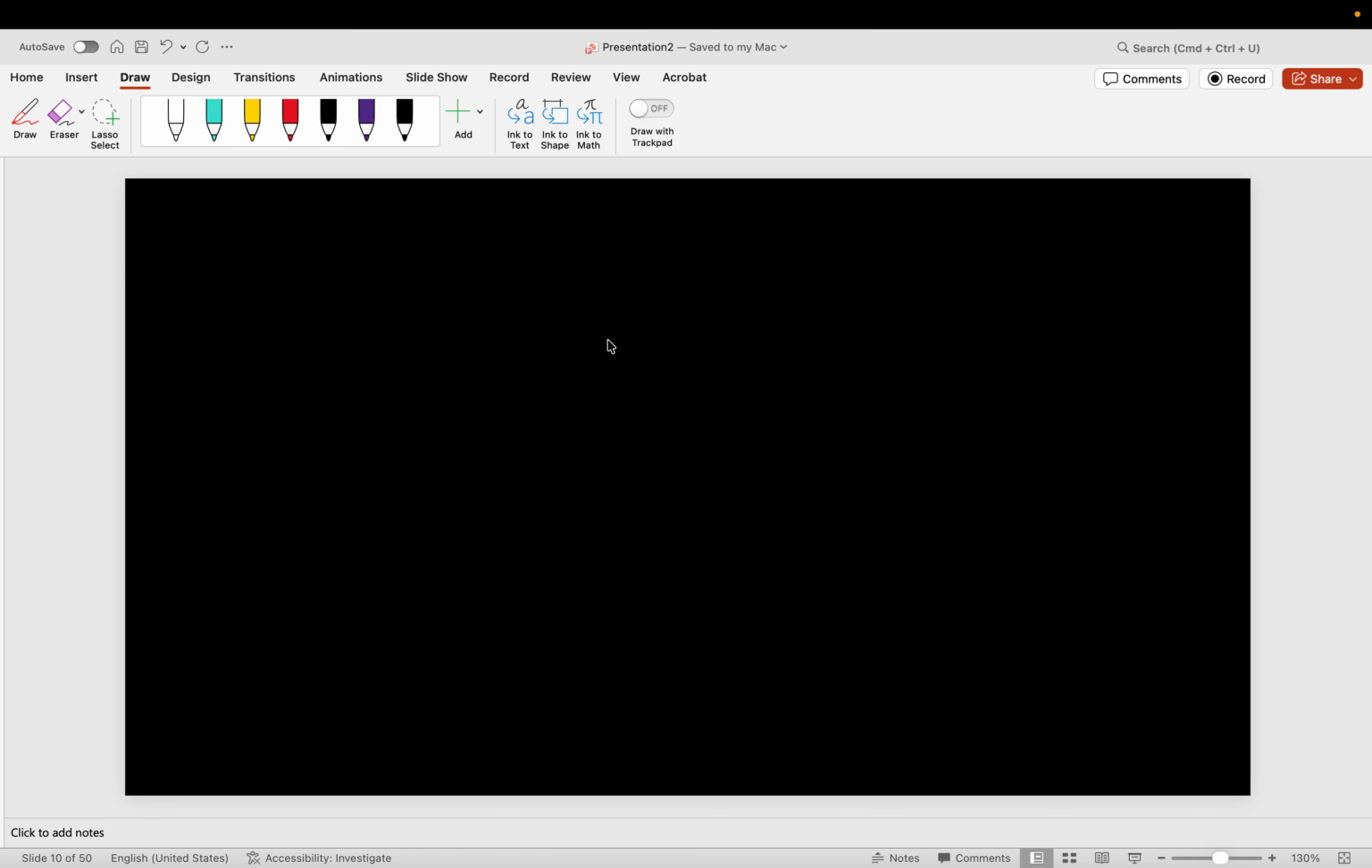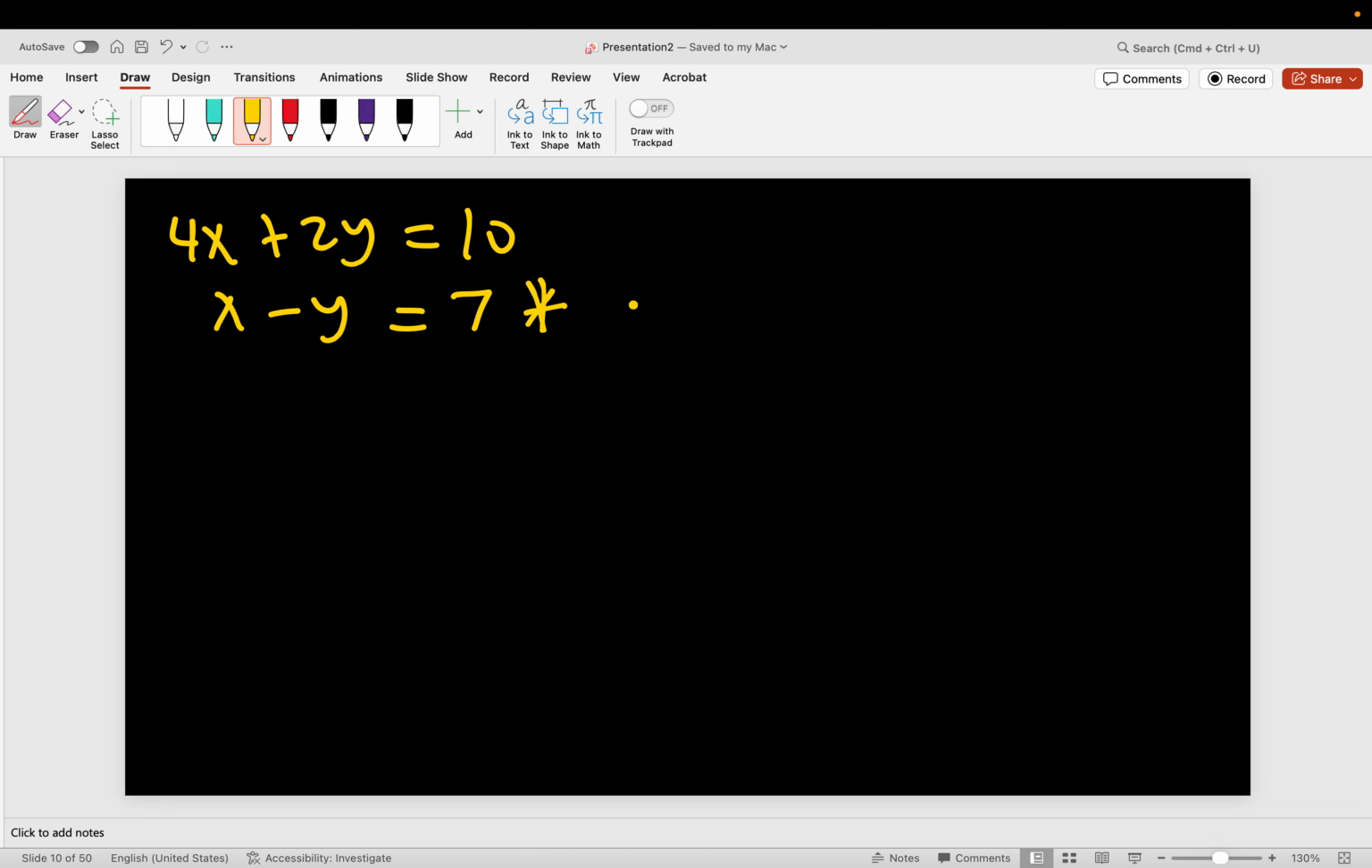Now I'm going to do the exact same problem, and I'm going to do substitution. So it's 4x plus 2y equals 10, and x minus y equals 7. I need to pick my starting equation, the one that's easiest. I pick this one, and then I'm going to pick the variable I want to solve for. I'm going to pick the one that's easiest, and it's going to be this one. So let's go ahead and do it. So it's x minus y equals 7. I'm going to add y to both sides of the equation. So x is 7 plus y.